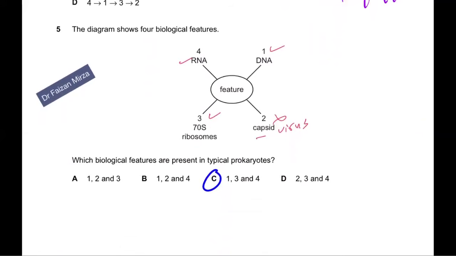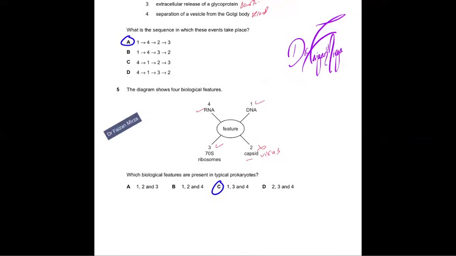The diagram shows four biological molecules. Which biological features are present in typical prokaryotes? So DNA, RNA, and 70S ribosomes are all there. We know capsids are protein and are present in viruses. So we are dealing with prokaryotes here, and the answer is anything but 2.